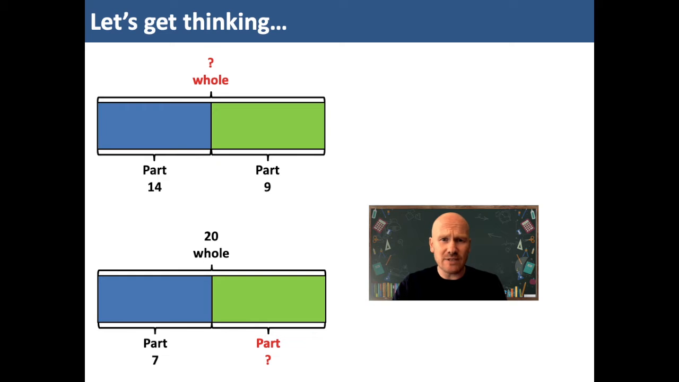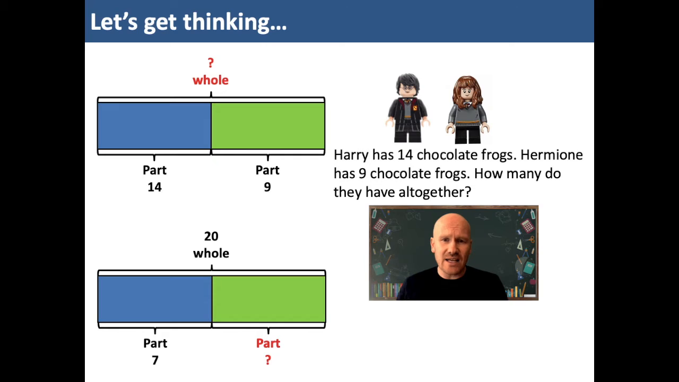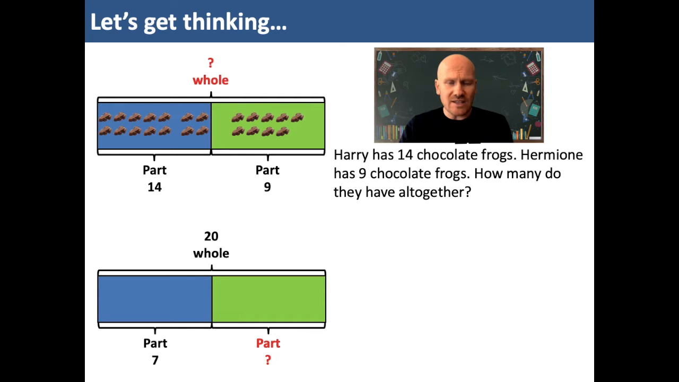So here's my attempt. We've got Harry and Hermione, and it says Harry has 14 chocolate frogs, Hermione has 9 chocolate frogs. How many do they have altogether? Once you've come up with the question, then you can go ahead and answer it. So there's my 14, there's my 9, and I'm going to apply one of the strategies that we looked at over the last couple of weeks. I'm going to count on, so I'm going to start at 14, add those 6 to get 20, and then add those 3 to get 23. Let's have a look at the next one.